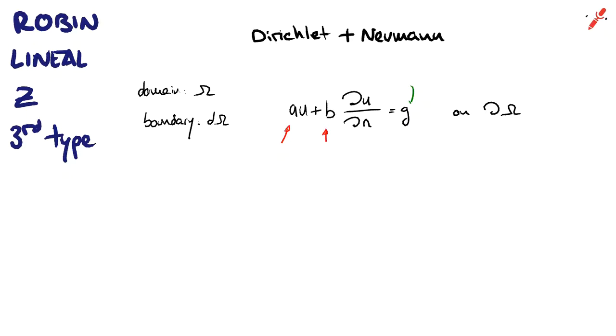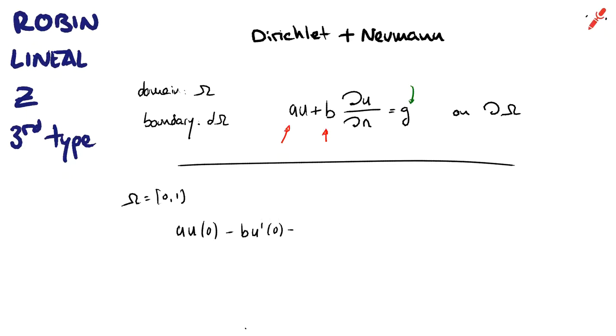For instance, for Ω between 0 and 1, we would have a·u(0) − b·u'(0) = g(0), and a·u(1) + b·u'(1) = g(1). It is important not to confuse Robin boundary conditions and mixed boundary conditions. Robins are a linear combination of Dirichlet's and Neumann's that apply to all the boundary, while mixed is part of the boundary of one type and the rest of the other type.